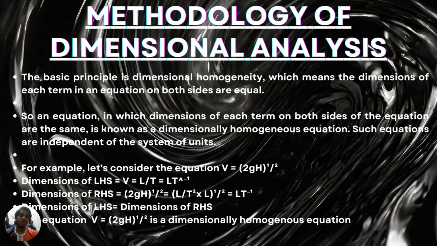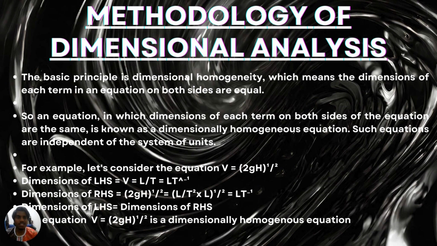So next, we can move on to the methodology of dimensional analysis. The basic principle is dimensional homogeneity, which means the dimension of each term in an equation on both sides are equal. In simple terms, it means the left hand side is equal to the right hand side. The dimension of the left hand side must be equal to the dimension of the right hand side. That is the meaning of dimensional homogeneity.